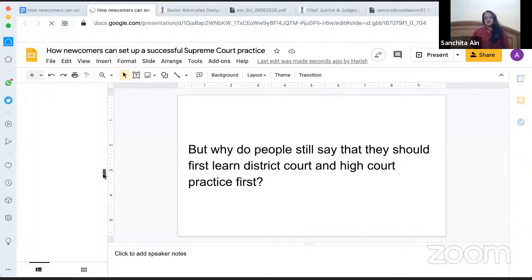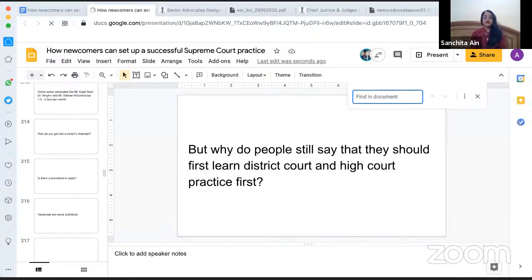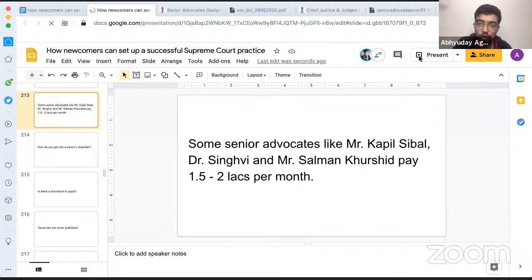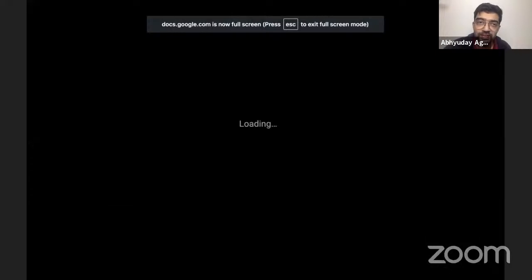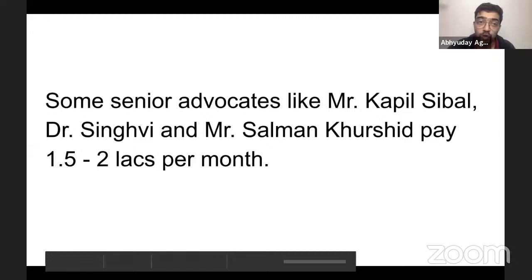Okay, so some senior advocates pay you a lot. Mr. Salman Khurshid, Dr. Singhvi, Mr. Kapil Sibal, it's 1.5 to 2 lakhs per month. So if you were thinking that only corporate law pays, think again. If you were thinking that only working in a law firm is going to pay you, you've got to think again. There are a lot of bright options if you are prepared to bag them.